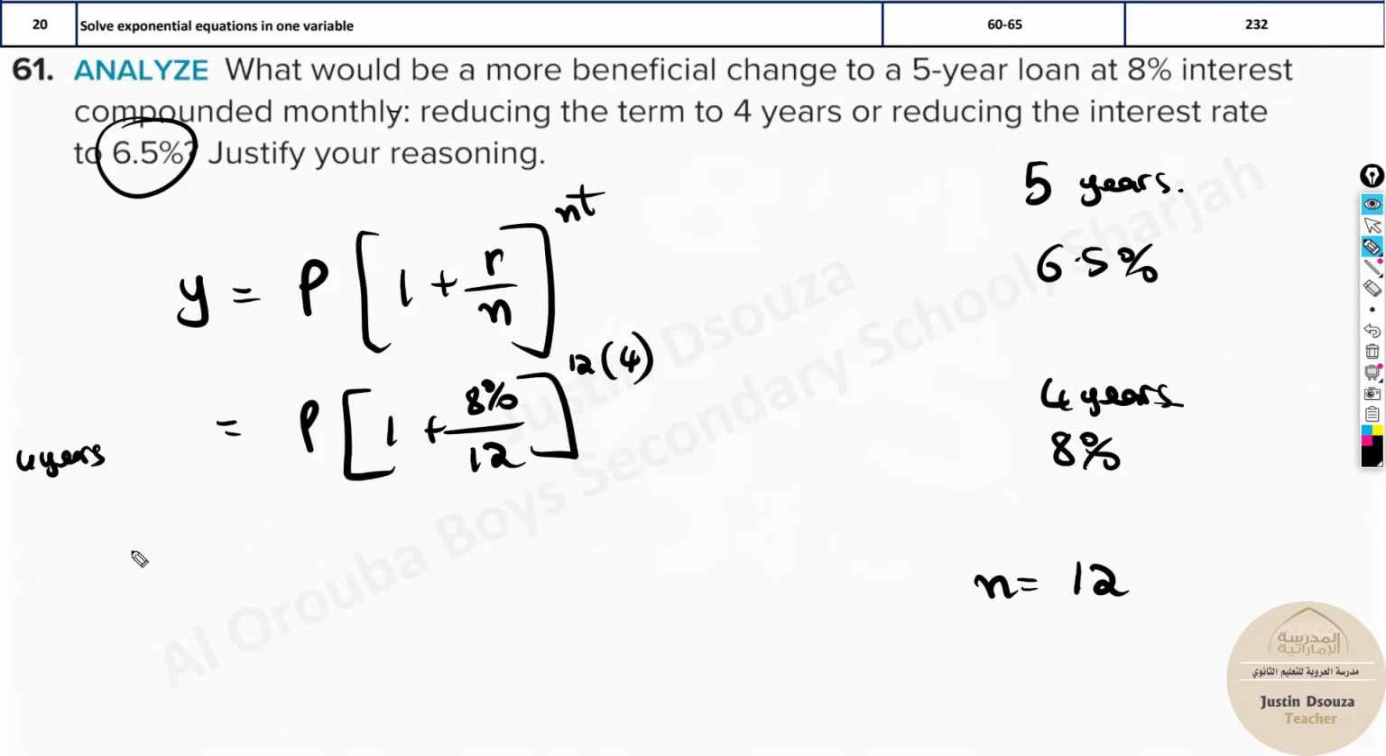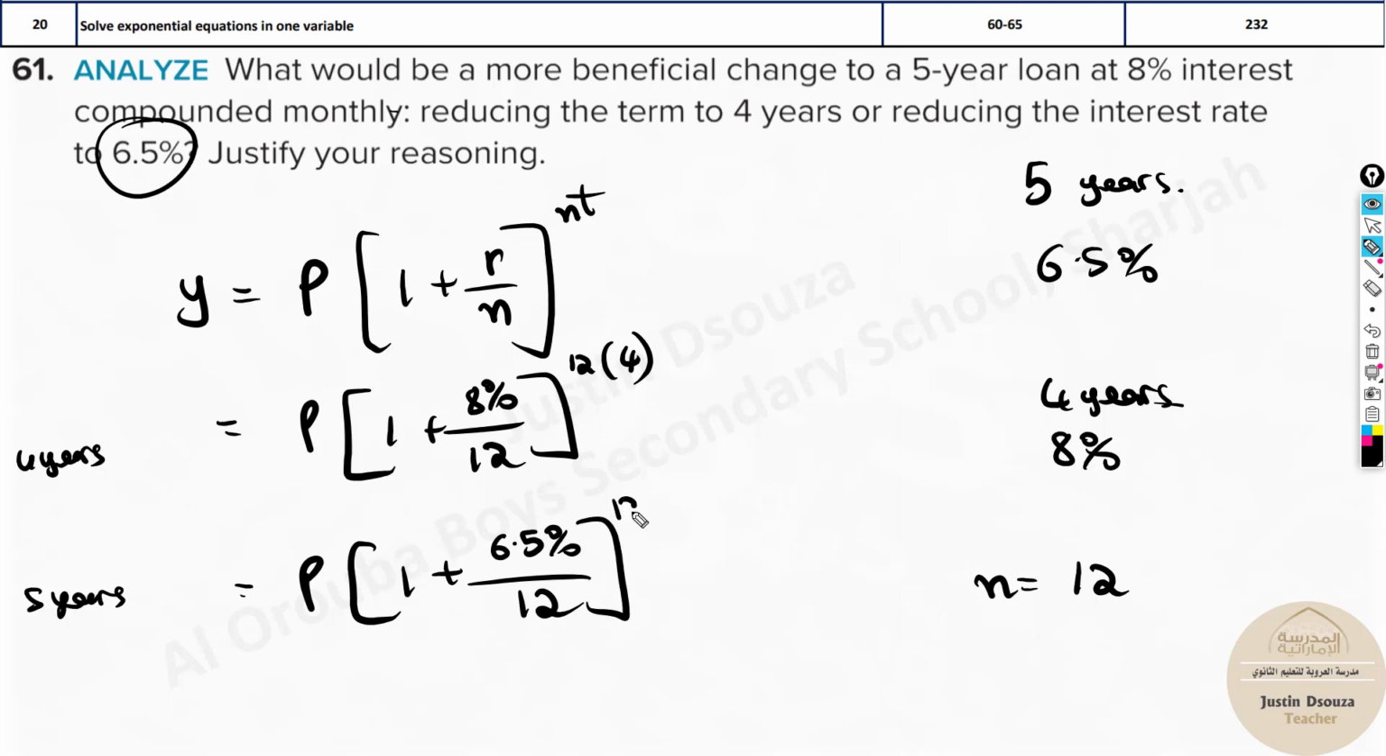4 years. Now if it is 5 years, the same formula, only thing is the P is unknown. It will be 1 plus the rate of interest changes, 6.5% divided by 12. And over here it is 12 times 5. Now let's put it in the calculator and see. Solve them in the calculator directly. Only P, leave it as it is, the remaining part.